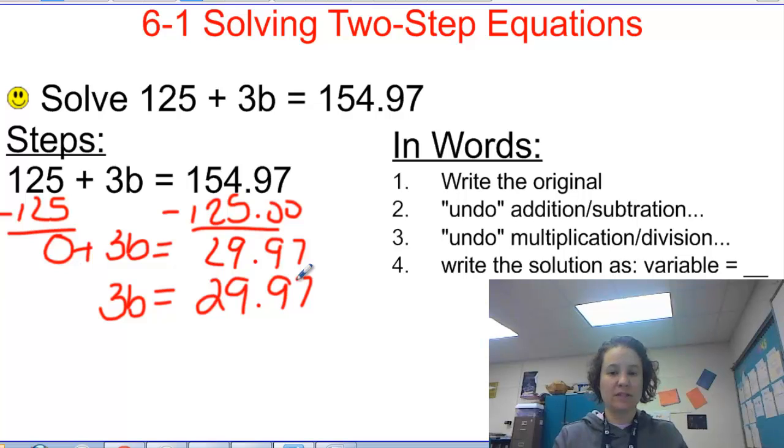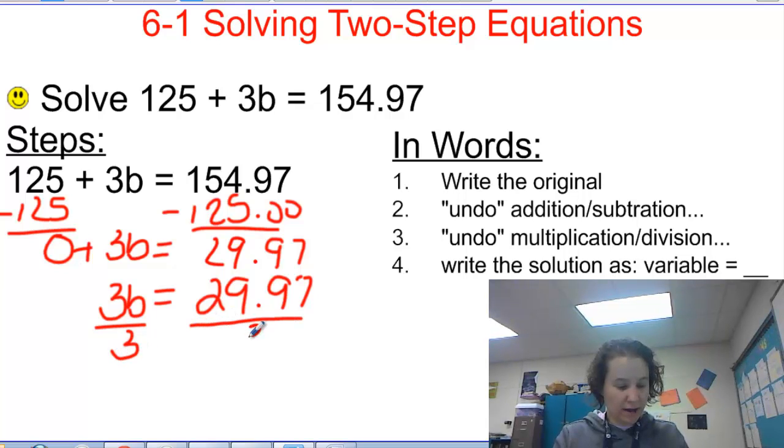Now I see that my third step is to undo multiplication or division. So again, I'm going to do the inverse operation, the inverse. So I need to check out what's happening to my variable. I can see that my variable b is being multiplied by 3. So in order to undo that, I'm going to do the inverse of multiplying. So I'm going to divide.